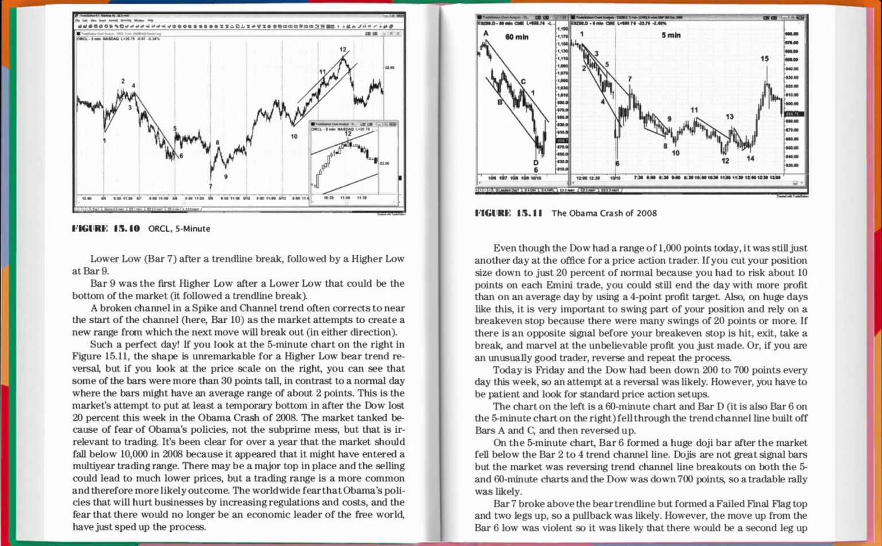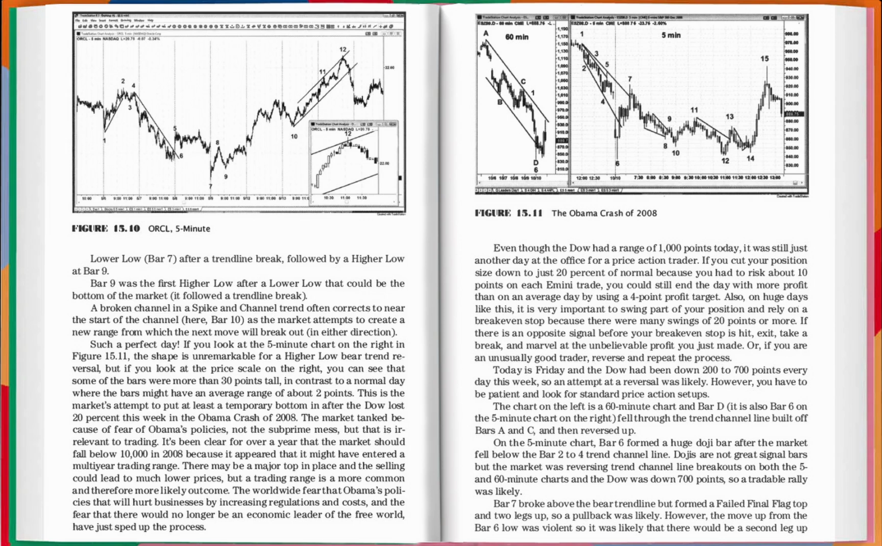On the 5-minute chart, bar 6 formed a huge doji bar after the market fell below the bar 2 to 4 trend channel line. Dojis are not great signal bars, but the market was reversing trend channel line breakouts on both the 5 and 60-minute charts, and the Dow was down 700 points, so a tradable rally was likely.